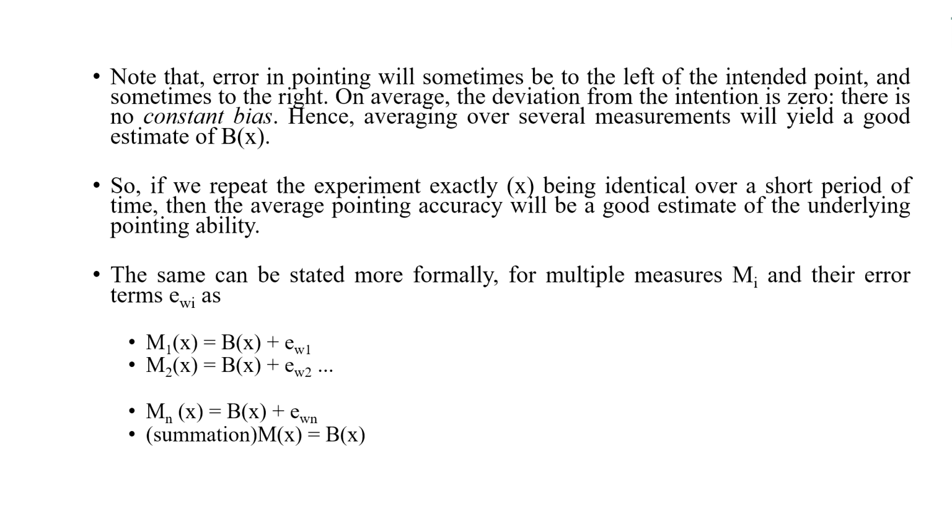All right. So, if you want to state it in the form of an equation, this is basically what these guys have done. So, m1x is equal to bx plus ew1. So, this is the first error term, then the second error term, you summate it over a number of trials, you get a decent estimate, and m of x becomes almost equivalent to the b of x, because this error term sort of cancels out over time. The more measurements you take, the smaller the error term will tend to become. It is getting averaged over time, sometimes to the left, sometimes in plus, sometimes in minus, and so on.